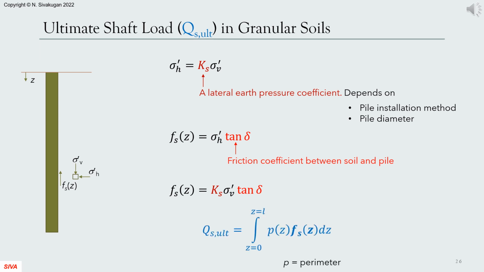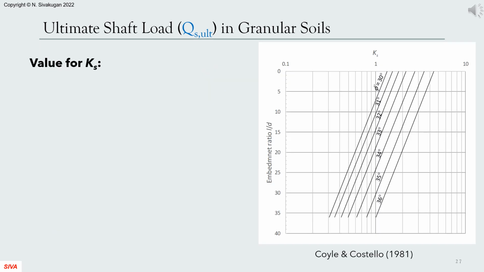The horizontal effective stress sigma H dash is given by Ks times sigma V dash. Remember, we have used K naught, Ka, and Kp. This Ks is similar, reflecting how the soil is displaced laterally. The skin friction Fs per unit area is then sigma H dash times tan delta. Here, tan delta is the friction coefficient at the pile soil interface. Once we have the values of Ks and delta, we can find the ultimate shaft load.